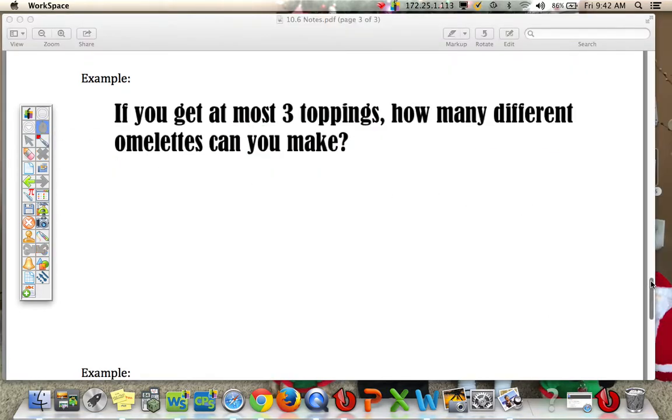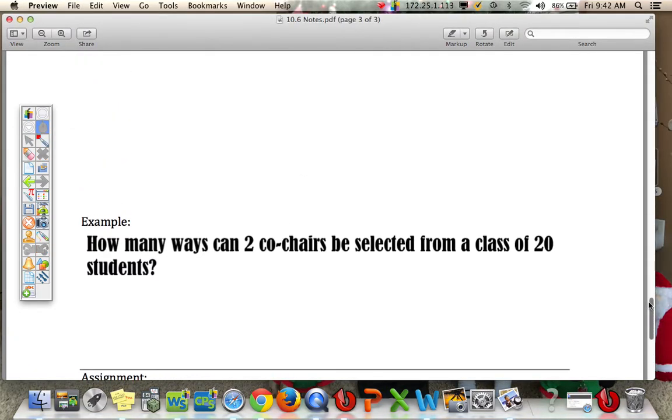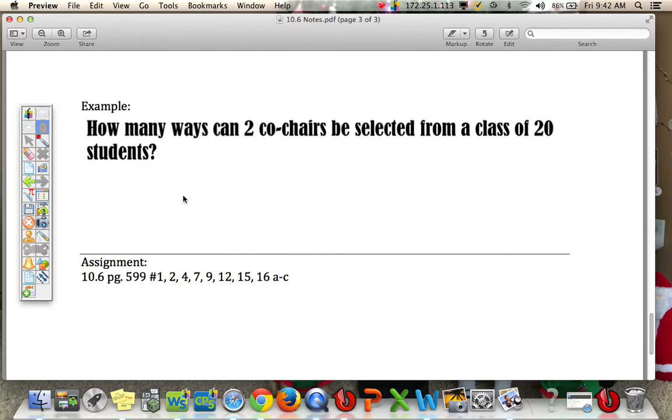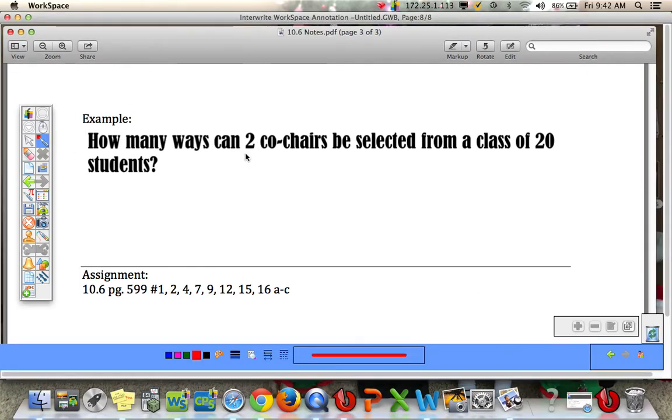Next example. How many different ways can 2 co-chairs be selected from a class of 20 students? So again, it's co-chairs, so it's not a permutation. It's not like first place and second place, or a president and vice president. It's 2 co-chairs, so it's a combination. It doesn't matter what order you pick them in. So this is nCr. Out of 20, you're choosing 2. And there's 190 ways to choose 2 people to be co-chairs from 20 students.